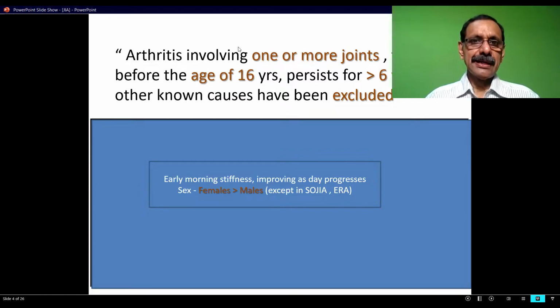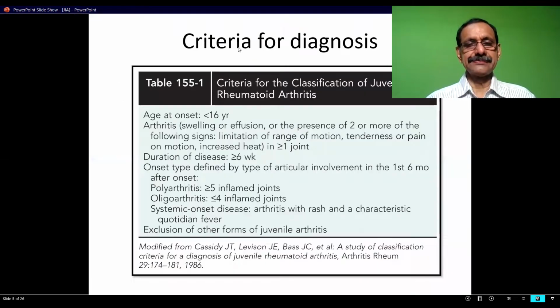And all the other causes must be excluded. And one characteristic finding is early morning stiffness, and you are very stiff in the morning and it improves as the day progresses. And the sex predilection is there. Females are more affected than males. Exceptions you need not know now. We will discuss in due course. So rheumatoid arthritis, females are more affected.